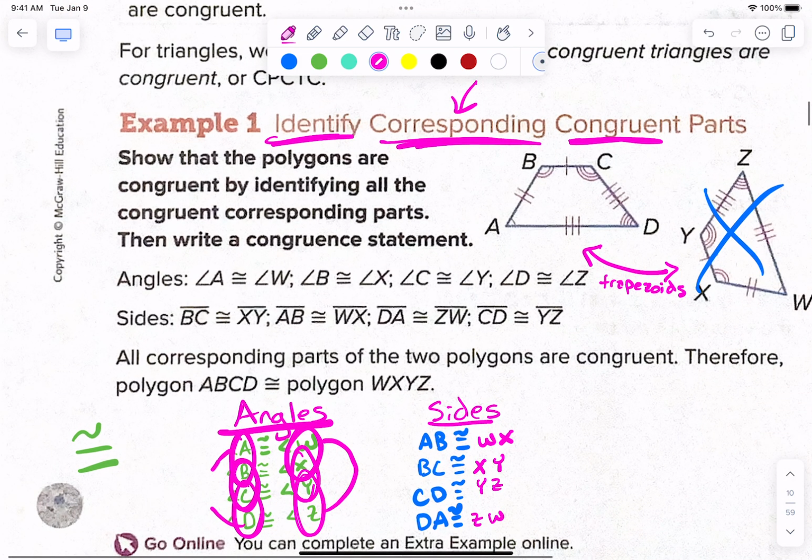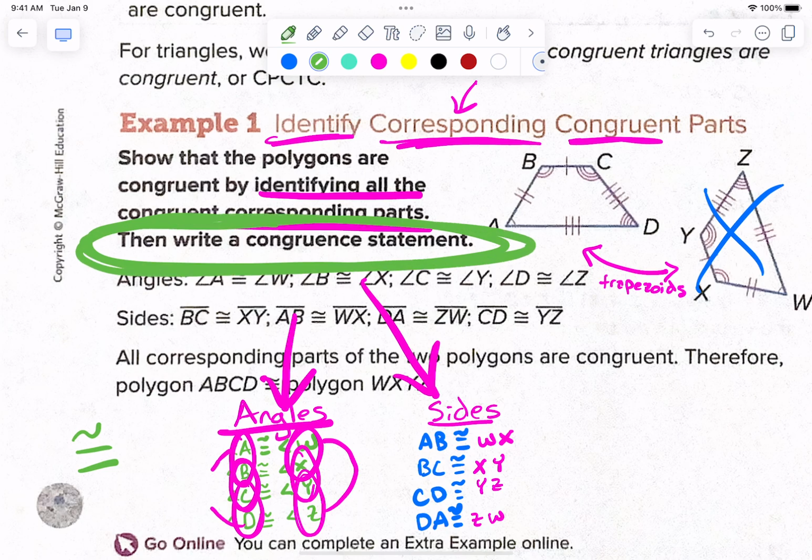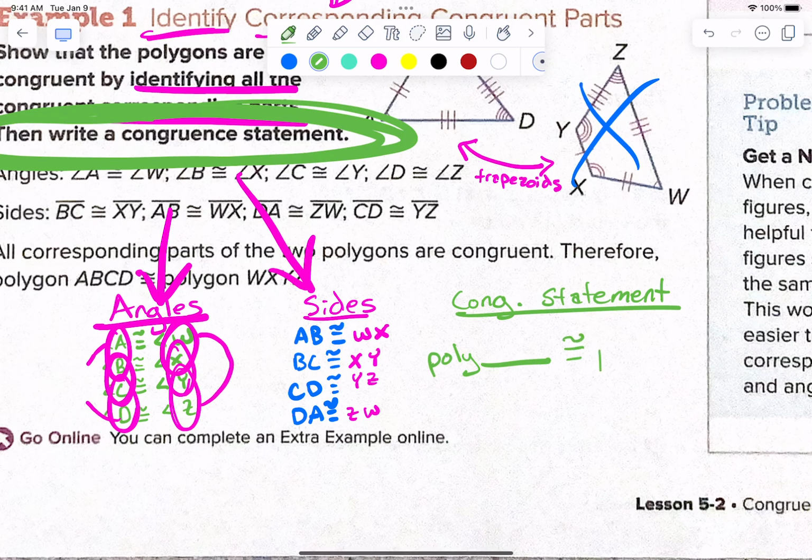Okay, that was part of the problem. It says, show that the polygons are congruent by identifying all congruent corresponding parts. These are the two sets of parts that are congruent. Angles are congruent to each other, sides are congruent to each other. And then it says, circle this, then write a congruence statement. So here's what they're wanting. A congruence statement says, polygon something is congruent to polygon something.